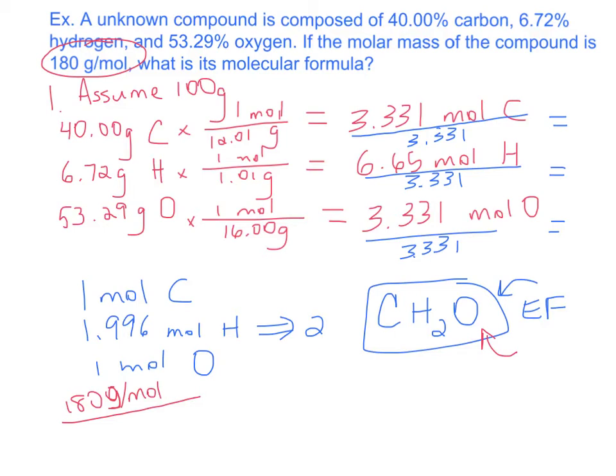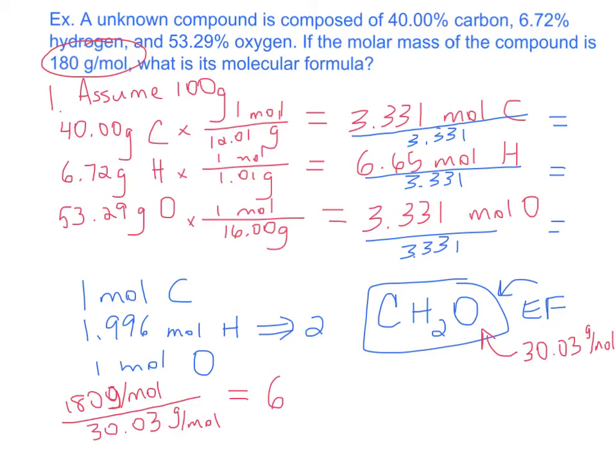And you should get that it's 30.03 grams per mole. That's the molar mass from our empirical formula. So I take 180 grams per mole, divide it by 30.03 grams per mole, and I should get something close to a whole number, and I get something around 6. Okay? I get something around 6. So that is our factor.